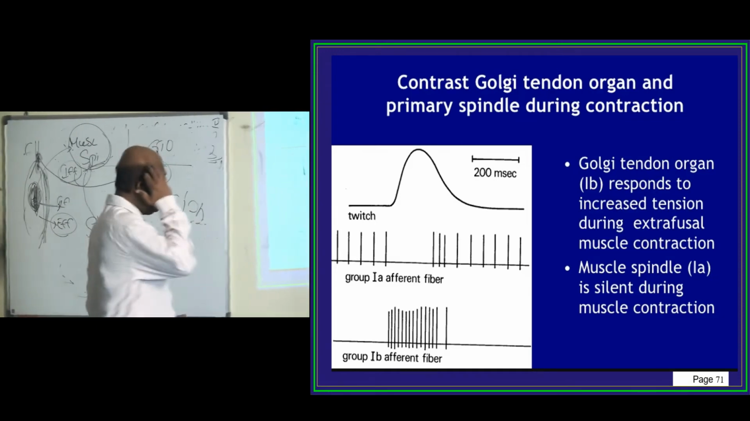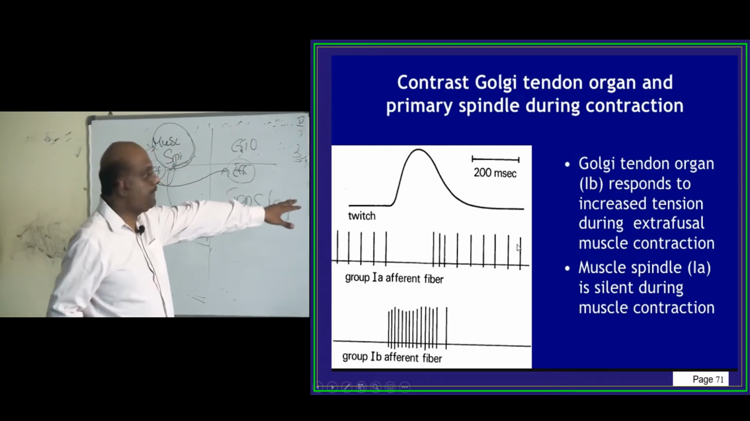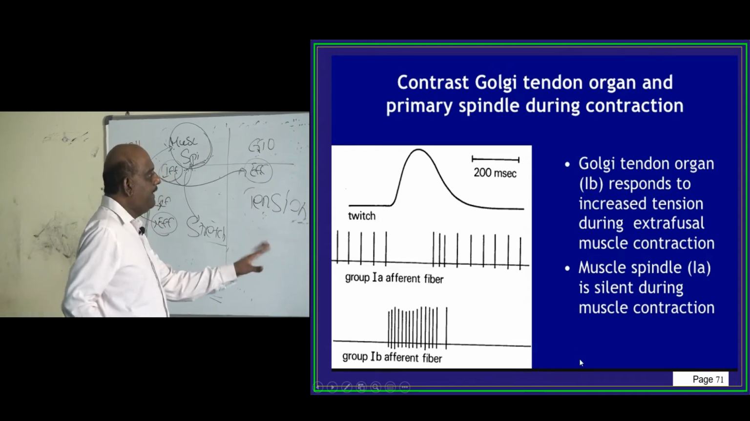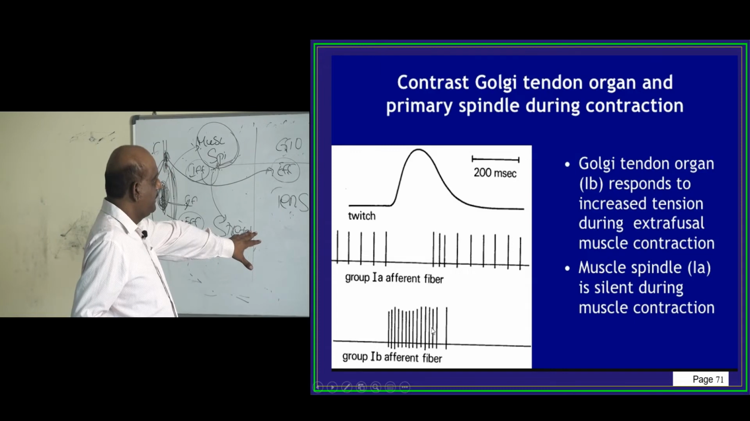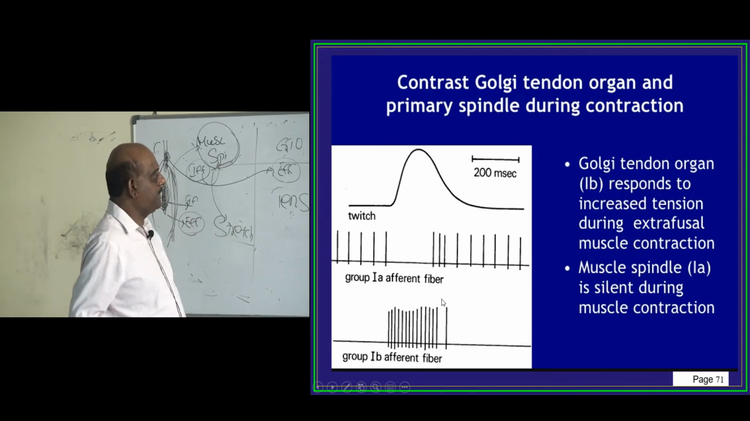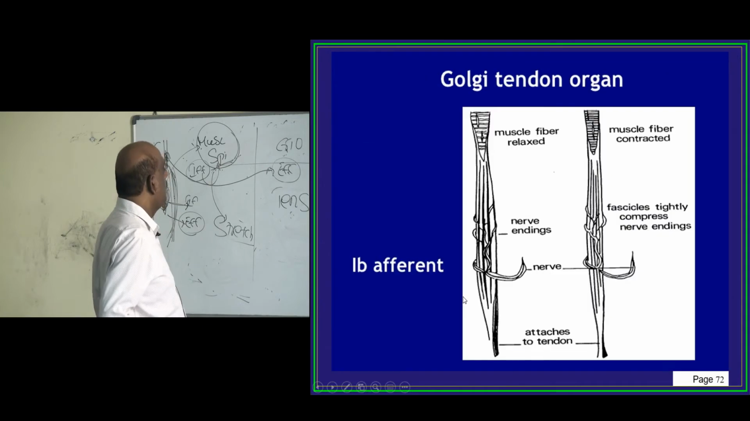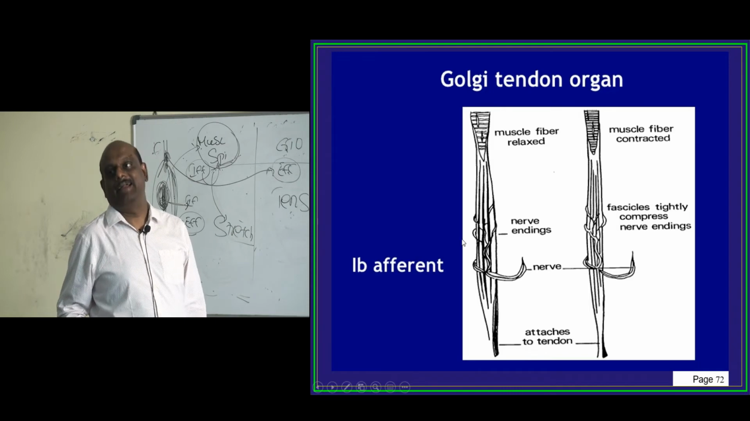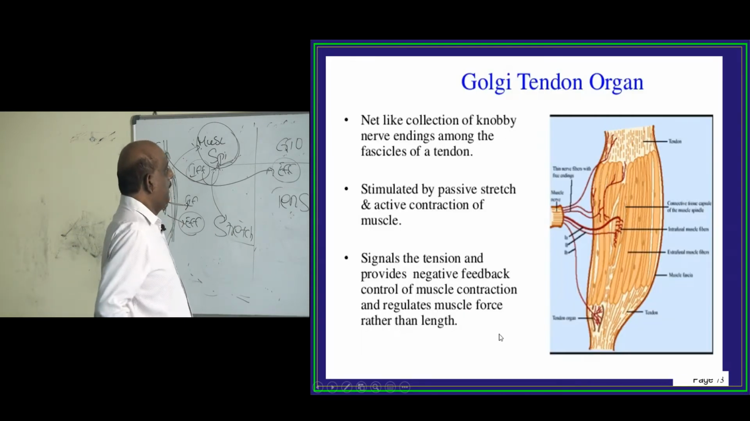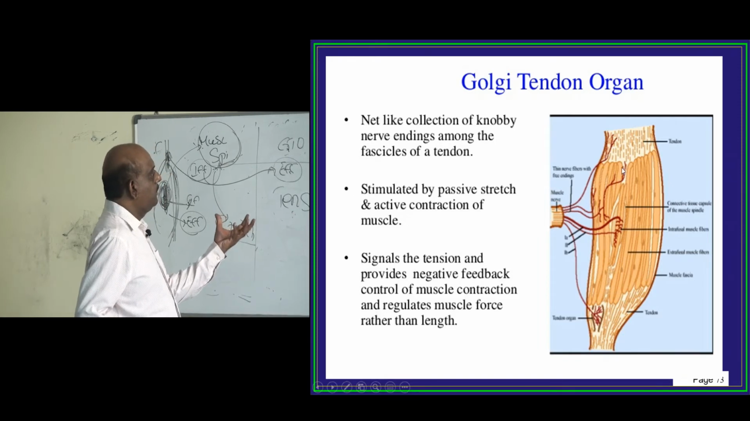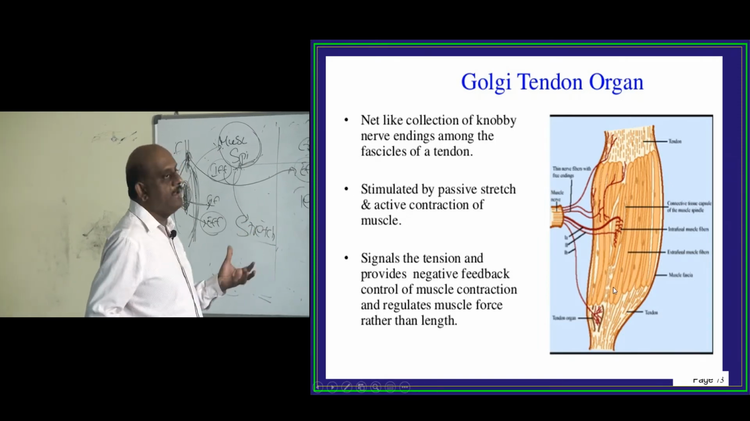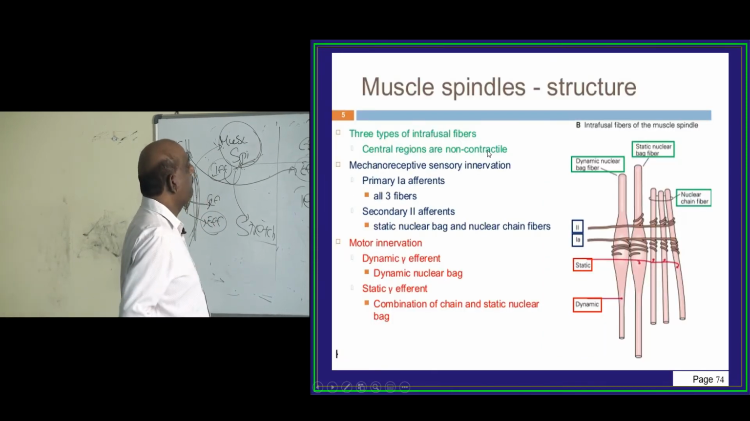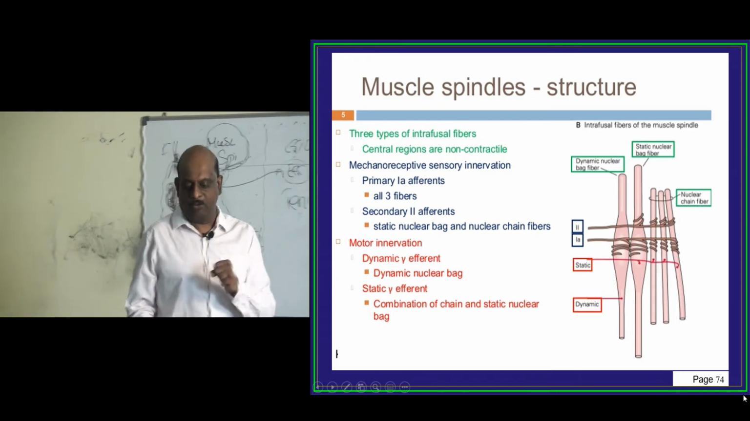Now doc, Golgi tendon organ responds to the tension when the extrafusal fibers are contracting. Muscle spindle is basically very silent. Muscle spindle is basically silent during muscle contraction. Then Golgi tendon organ is the 1B afferent fibers. So this is how the Golgi tendon organ at the point of tendinous insertion, extrafusal fibers, 1B afferent is what you should remember. Now let us talk about the muscle spindle.